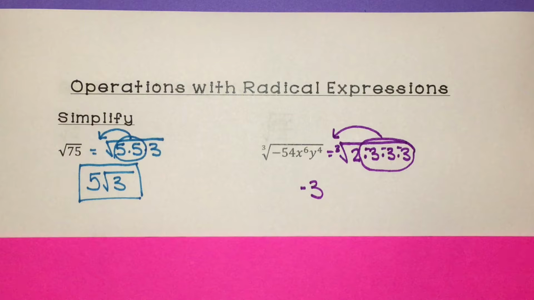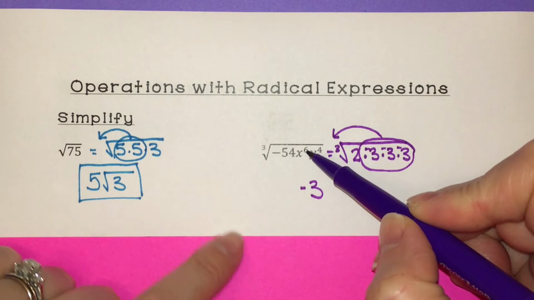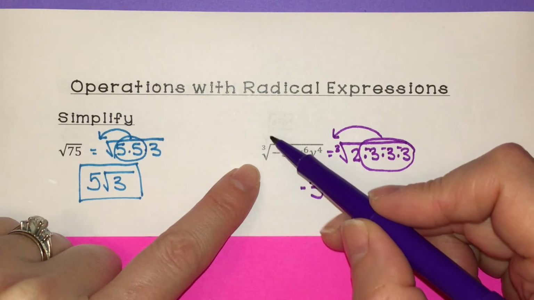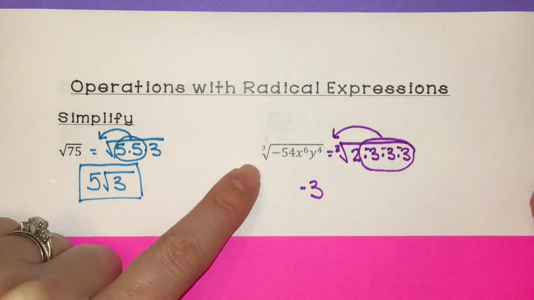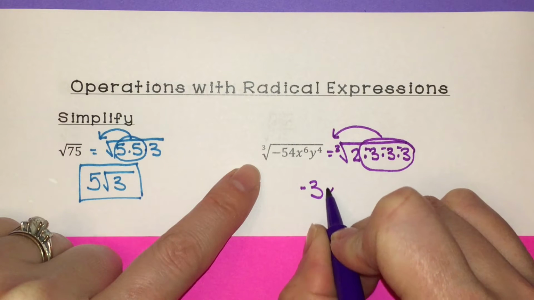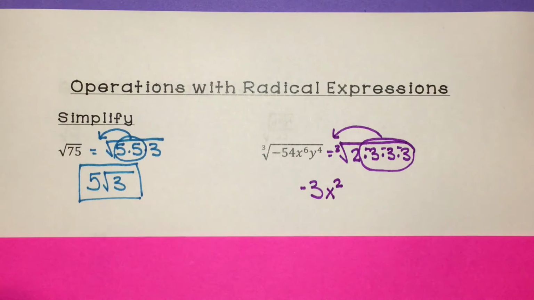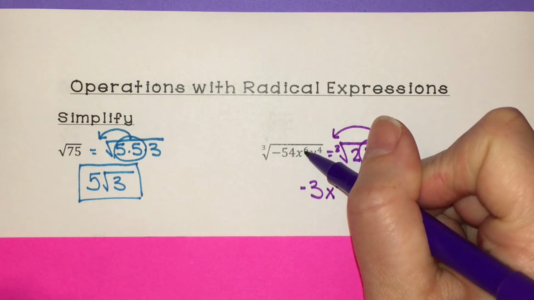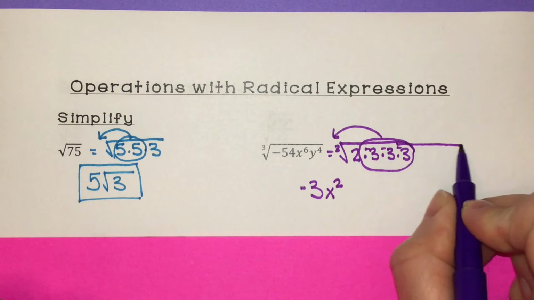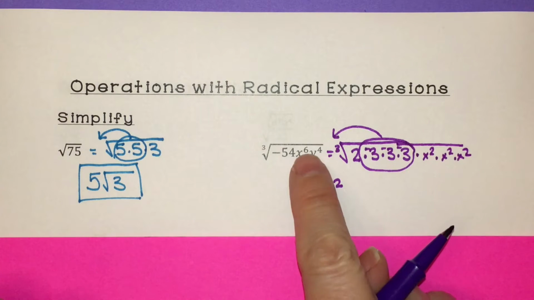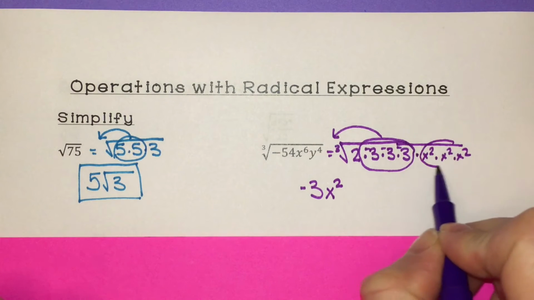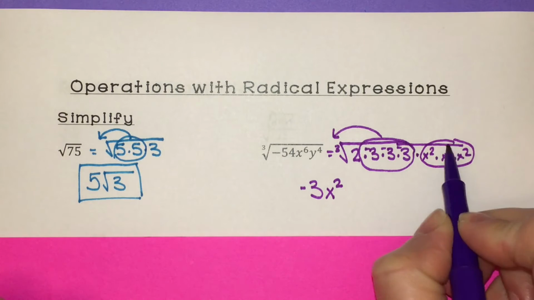So that's just looking at the number part. We also have to look at the variables. So we have x to the power of 6. To find the cube root, there are 2 sets of 3 in 6. So I can bring out an x squared, because x squared times x squared times x squared is x to the 6th. I can write this underneath: x squared times x squared times x squared is x to the 6th. And because I have x squared multiplied by itself 3 times, I know that can come out.